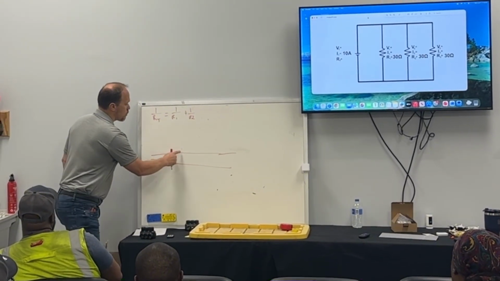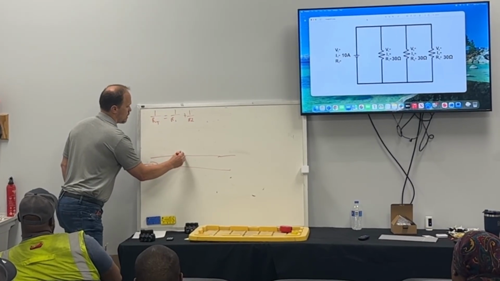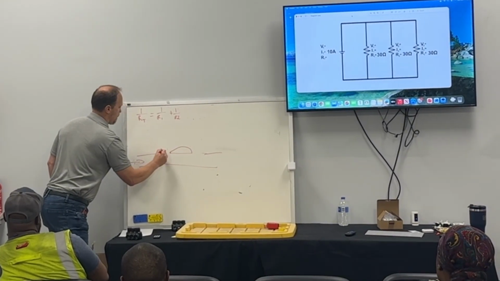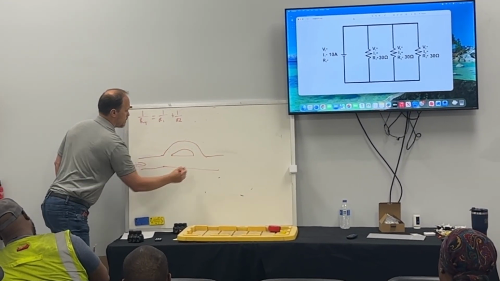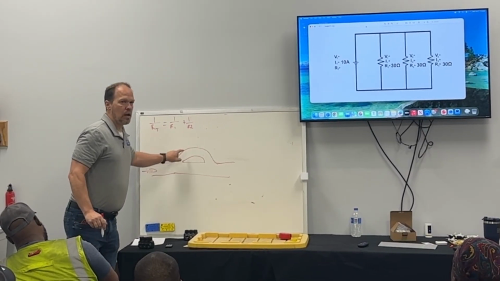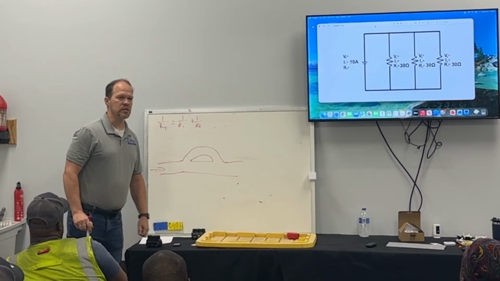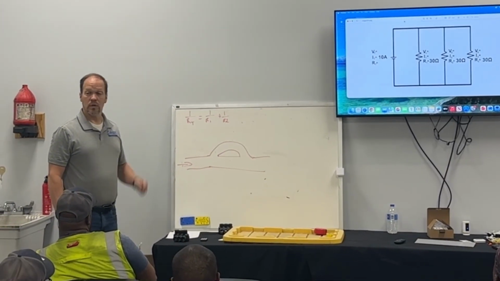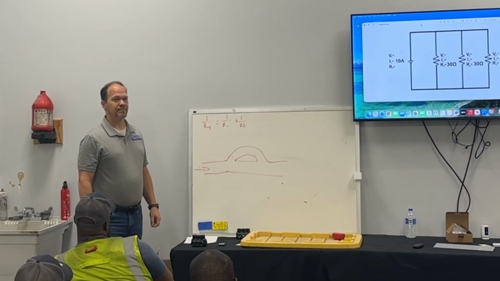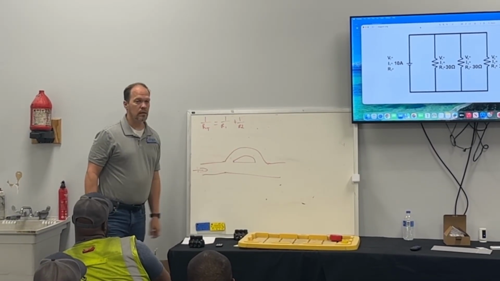If I want to decrease the resistance, you see what I did there? I just added a parallel run there. Have I decreased or increased the resistance? What's that? Increase. If I create a, maybe more.